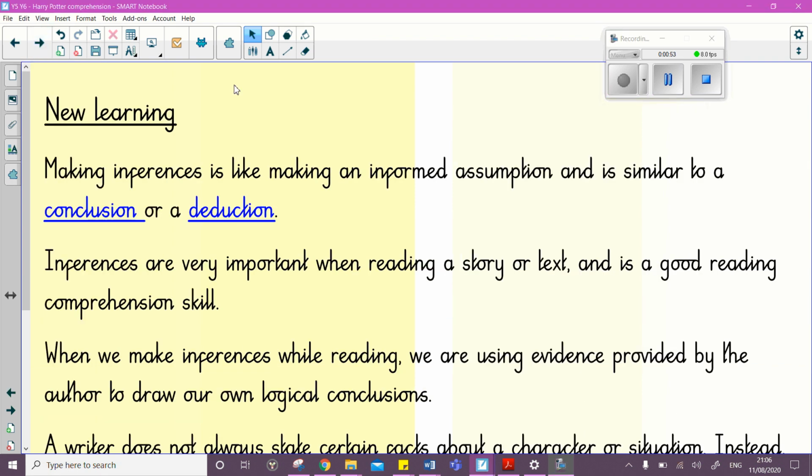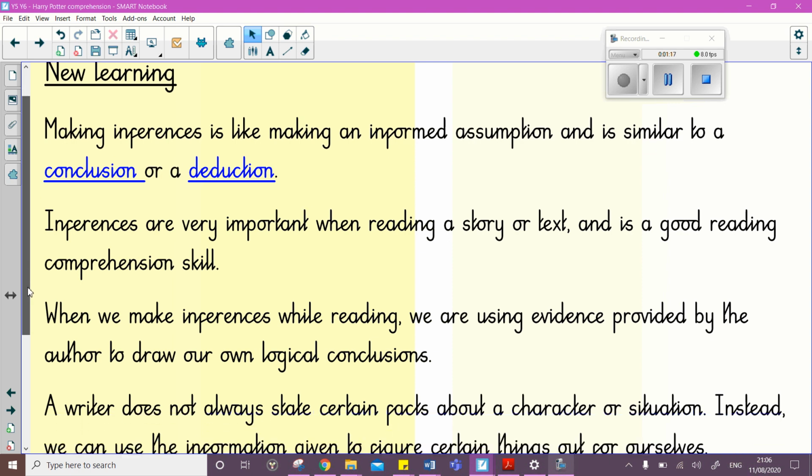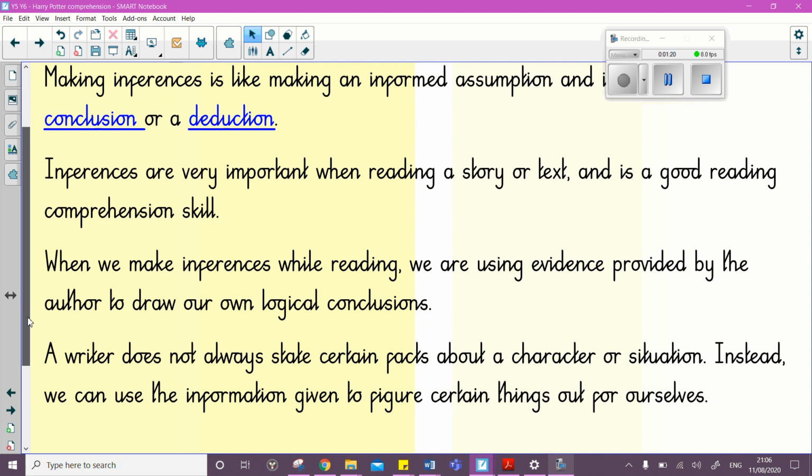So our new learning today. Making inferences is just like making an informed assumption, and it's very similar to a conclusion or a deduction. So we read something and, after reading that information, we are able to make an assumption or a conclusion based on what we have read. And inferences are very important when we're reading a story or text. It's a very good reading comprehension skill, because when we make these inferences while we're reading, we are using evidence that has been provided by the author to draw out our own logical conclusions.